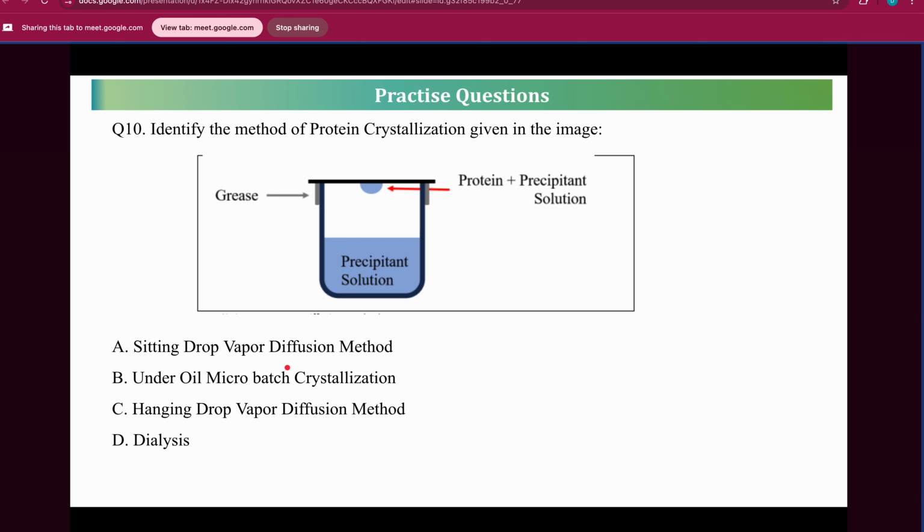Option A is the sitting drop vapor diffusion method. Option B is under oil microbatch crystallization. Option C, hanging drop vapor diffusion method. And option D is dialysis. This is also quite straightforward. I'll give you some time to think and then we'll discuss the right answer.